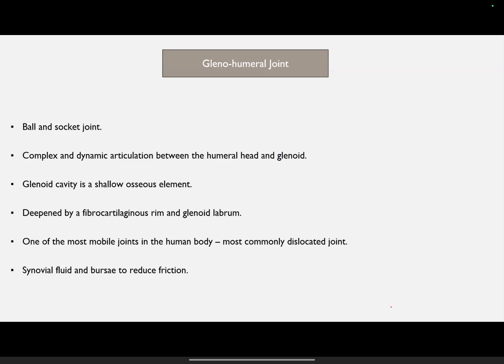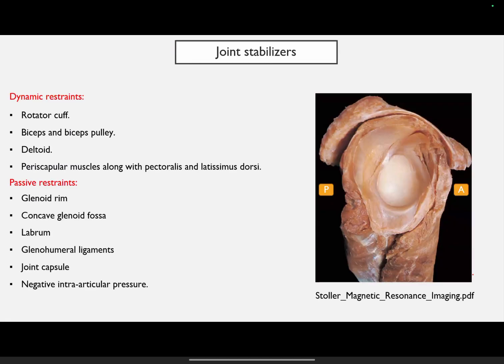And synovial fluid or bursa around the joint reduces friction, like in any other joint. Minimal synovial fluid in any joint is a normal condition. We should not call it significant or mild joint effusion. That is normal to reduce friction during joint movement. And bursae like the subacromial, subdeltoid, subscapularis and subcoracoid recess reduce friction during joint movement.